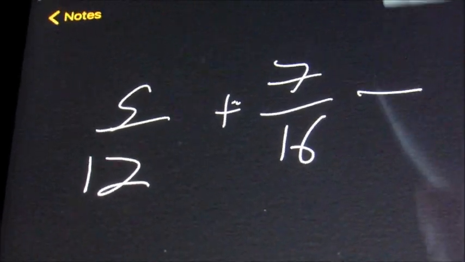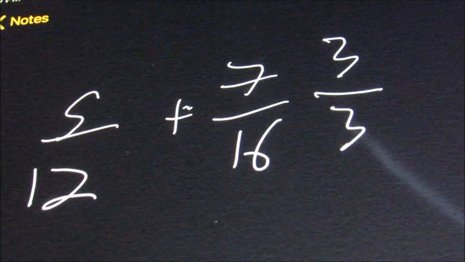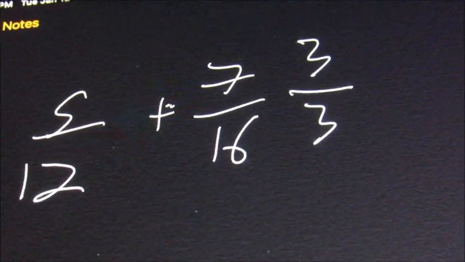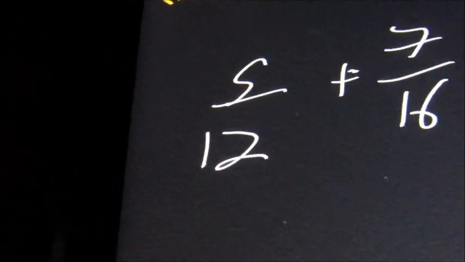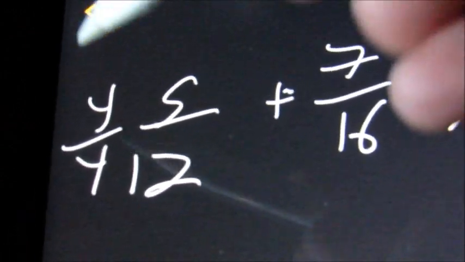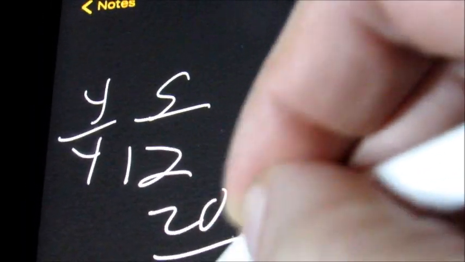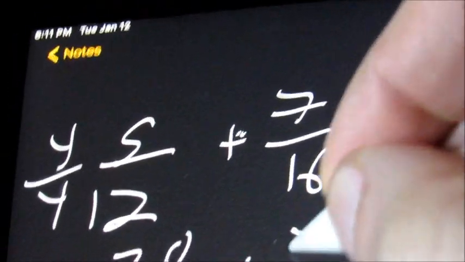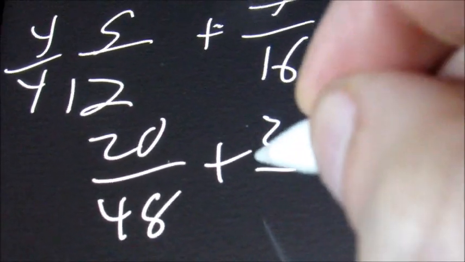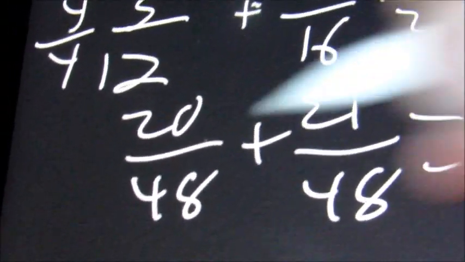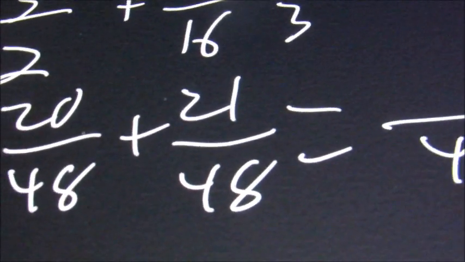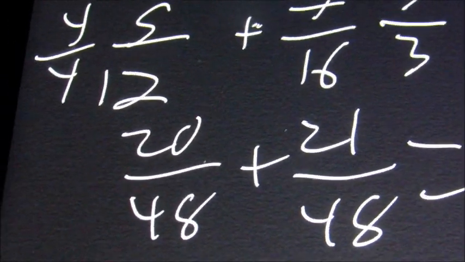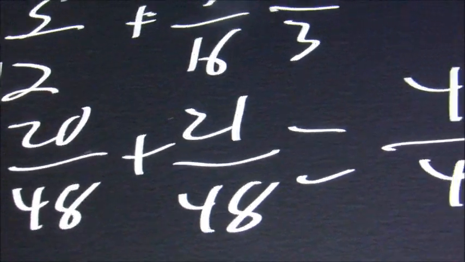So we're going to multiply this fraction by 3 over 3. What we're doing is just multiplying it by 1, because 3 divided by 3 is 1. So we're just doing what we did in the previous section where we're finding equivalent fractions. 12 will go into 48 4 times, so we have to multiply this one by 4 over 4. So now we're going to have 4 times 5 is 20, 4 times 12 is 48, plus 7 times 3 is 21, over 16 times 3, which is 48. Now we have common denominators, so we just keep that denominator, which is 48, and 20 plus 21 is 41.